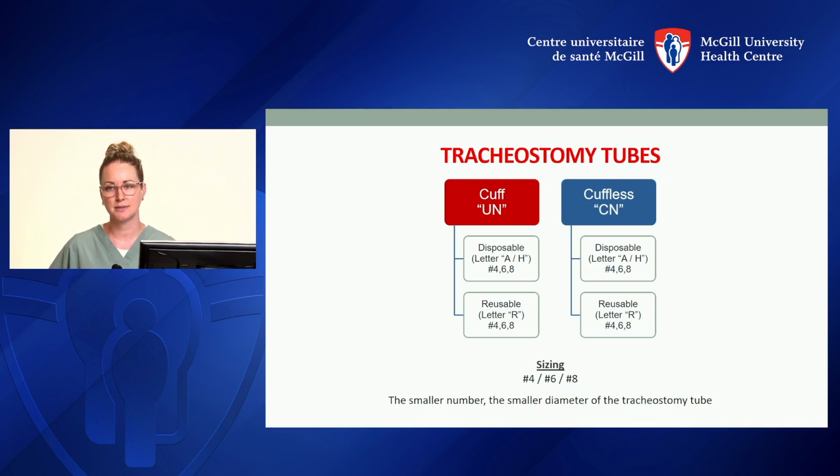You also have the sizes on the trach plates. You have 4, 6, and 8. And the smaller number usually means the smaller diameter of the tracheostomy tube. So we also have, like I said, the cuff and the cuffless, and the cuffless is without the balloon, which you'll see in the next slide.